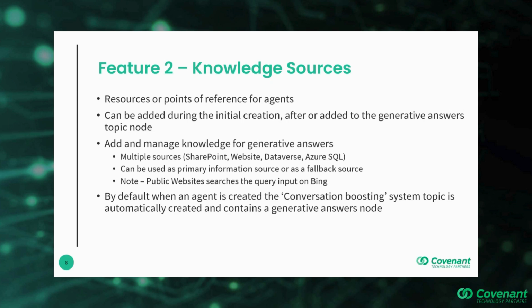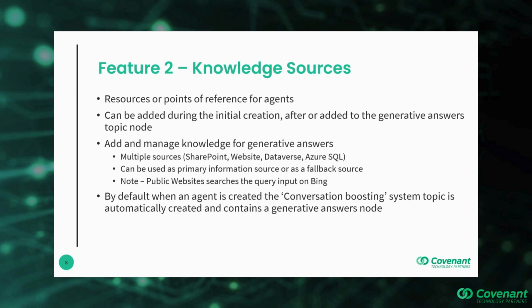So for multiple sources, we have SharePoint. You can add external websites. We're actually going to look, our demo is going to include a SharePoint list or SharePoint library and an external website. And you connect to Dataverse, Azure SQL. And I think if I were to venture to guess, given how Microsoft rolls these things out, this list of available options is just going to continue to grow. And it can be used as a primary information source or as a fallback source.